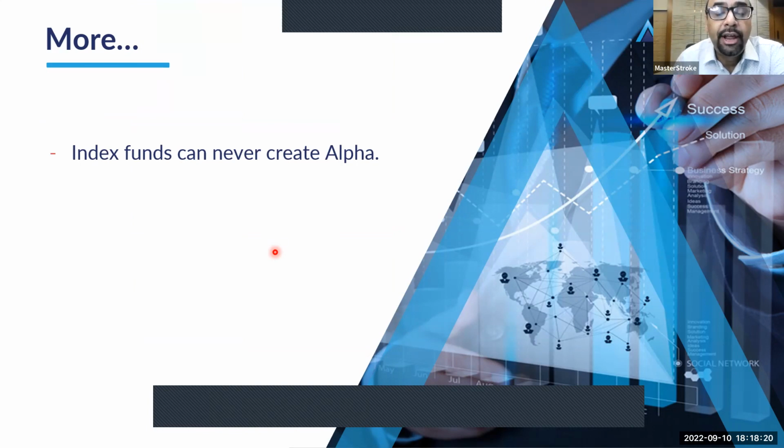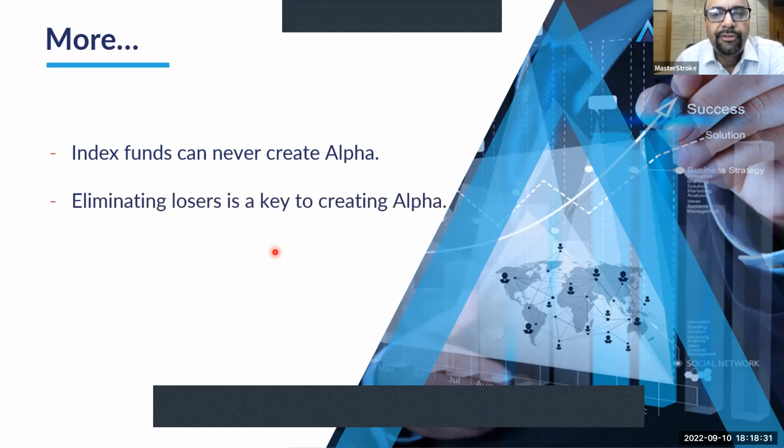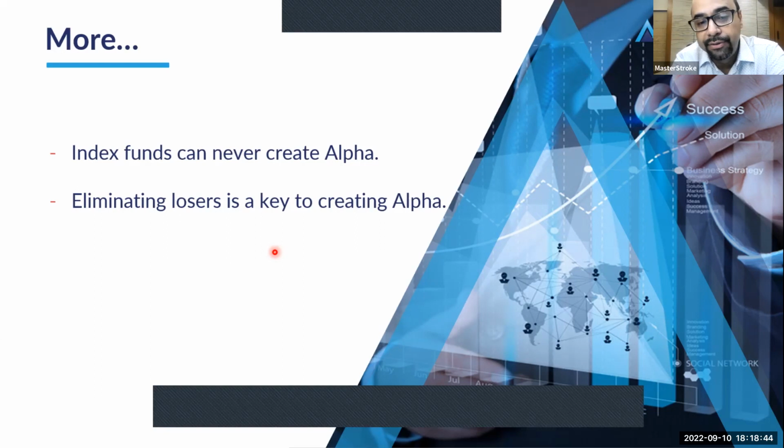Index fund can never create alpha. It doesn't mean that I don't recommend index fund. Index funds are good, but they will never create alpha naturally, because they will not beat the index, because there is a tracking error and a cost of fund. Idea number 2, eliminating losers is the key to creating alpha. So if you don't buy stocks or mutual funds which are not creating wealth, eroding wealth, if you can eliminate, you can create alpha, but this is not easy.